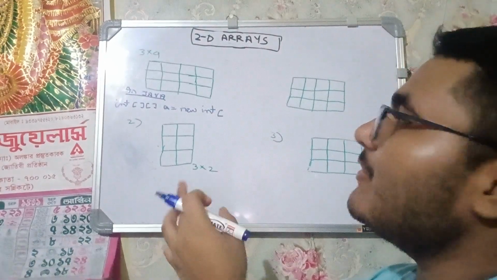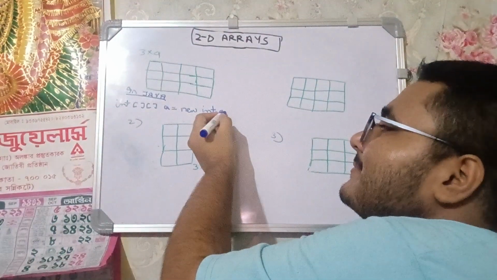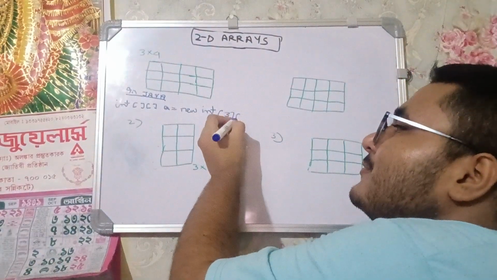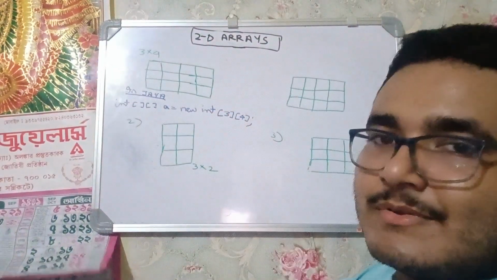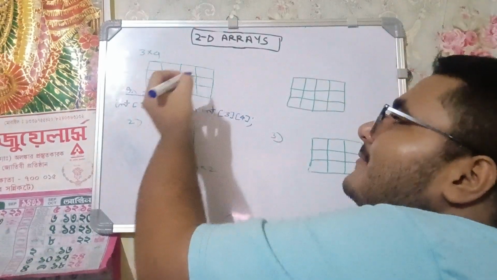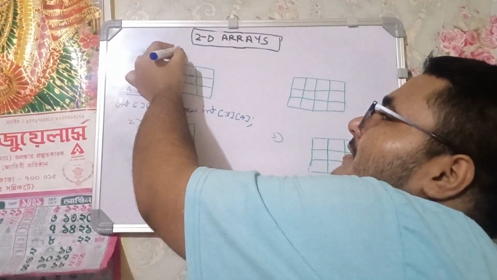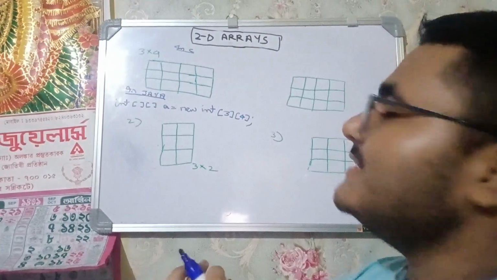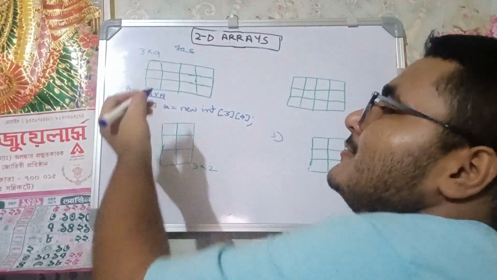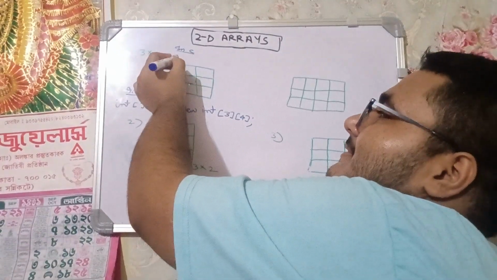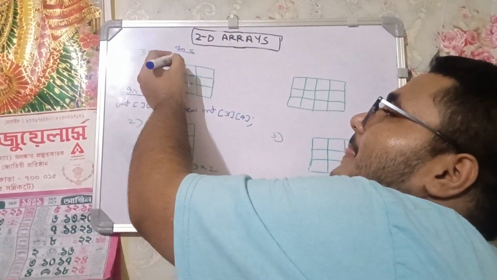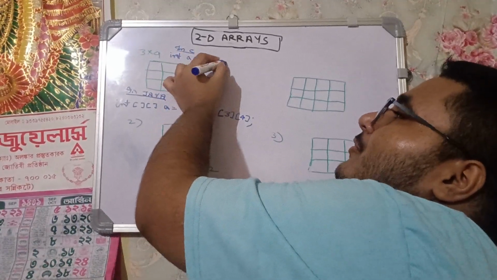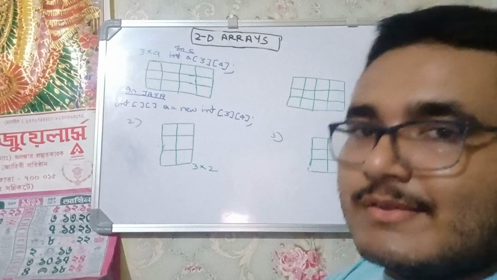So what is the number of rows I stated? 3. And the number of columns? 4. As simple as that. In C, if I talk about C, what will it be? In C it is much more simple, right? So it will be int A[3][4]. Right? Yes or no?